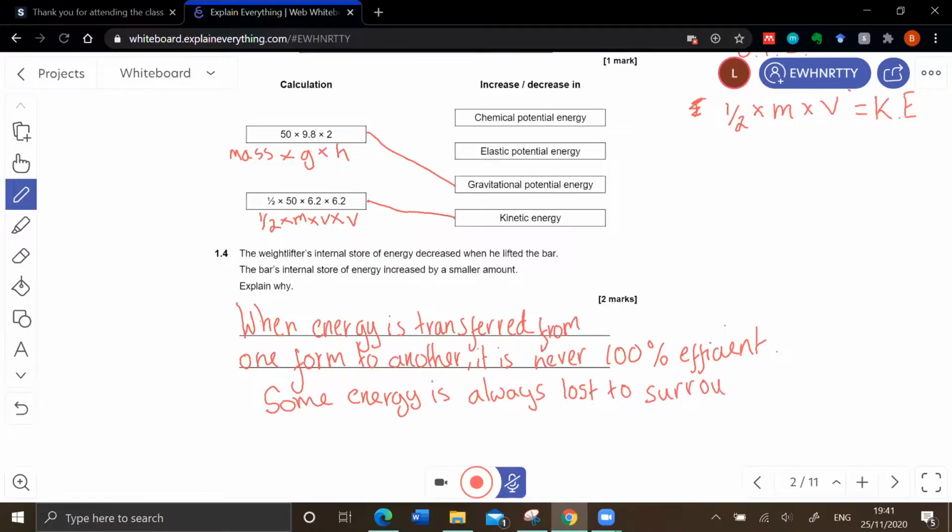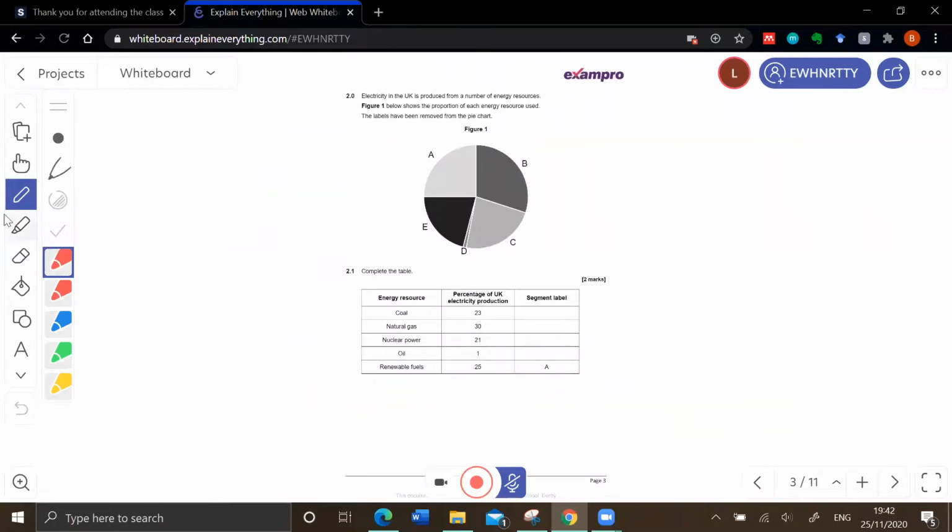Okay, it's usually lost in terms of heat and things like that. So some energy is always lost to surroundings, usually in the form of heat. So when the person lifted the barbell, it didn't all just go into putting gravitational potential energy into the barbell to lift it up. Some of it was lost as heat because the person heats up. Okay, let's have a look at the next question.